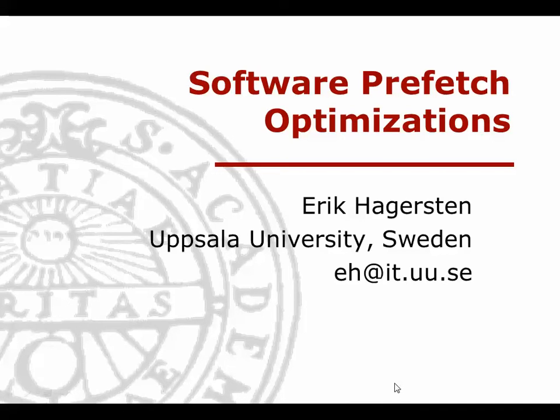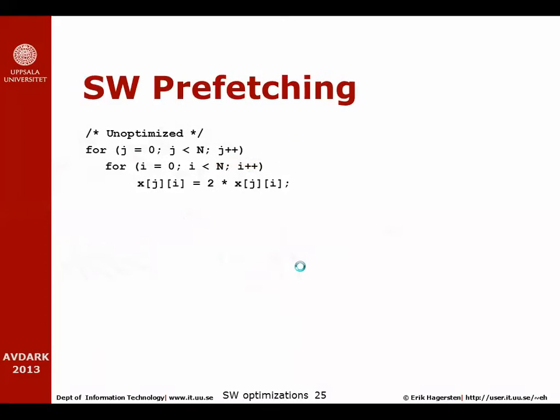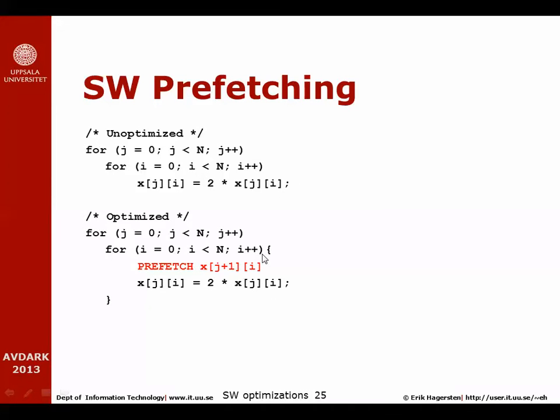Now we're going to look at how software instructions inserted in the application can help with optimizing with respect to caches in a system. If we look at just a simple nested loop here, we access all the elements of an array. And if we know that these accesses to the array would miss because this array is larger than the cache, we could opt to insert certain software prefetch instructions.